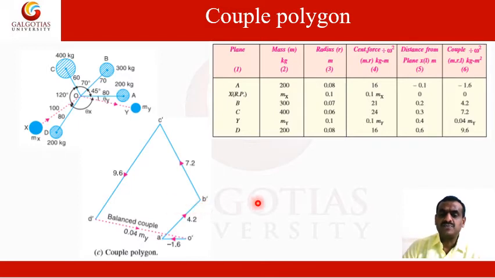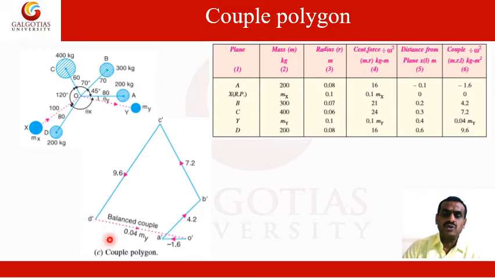From the B dash position, we draw a line parallel to the C mass, at a distance of 7.2. We mark it and get that C dash point. Then from the C dash position, we draw a line parallel to the D mass. This is the D mass. We draw a line parallel to the D mass and mark 9.6 from C dash. Then we get this D dash point.